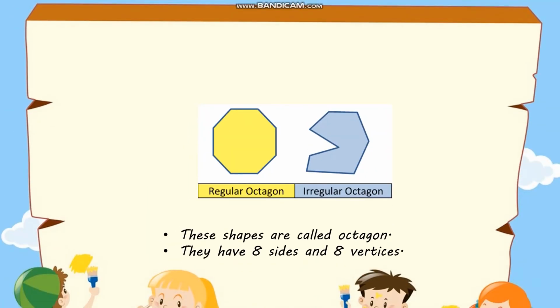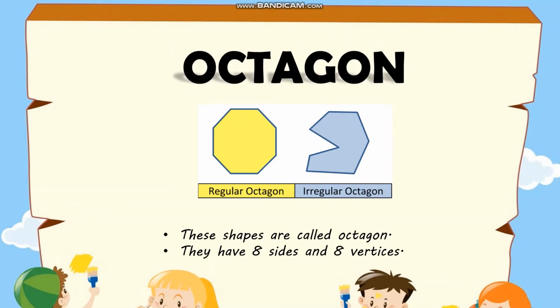And last but not the least, a shape with 8 sides and 8 vertices is what we call octagon. So those are the different 2D shapes.